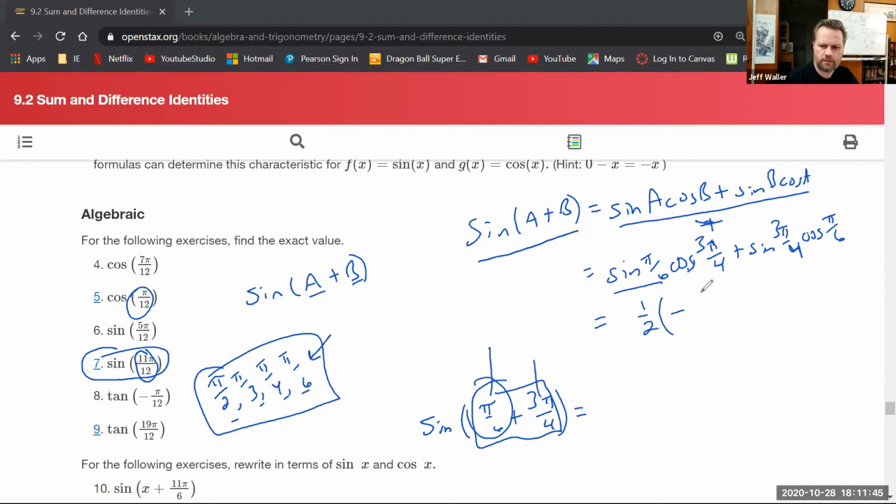Negative rad 2 over 2. And all the over 4s have rad 2 over 2 for cosine and sine. Plus, sine of 3 pi over 4 is of course going to be positive rad 2 over 2 because y is positive there. And cosine of pi over 6 is going to be the opposite of what sine was. It's going to be the big one.